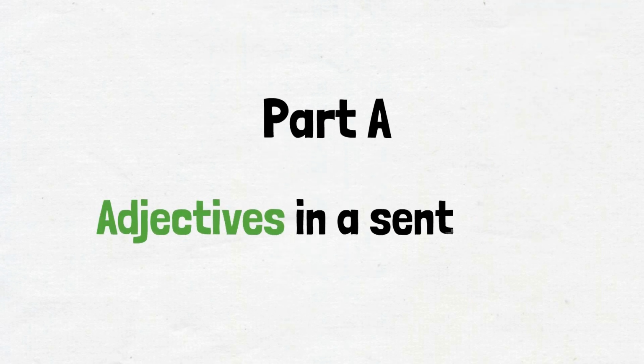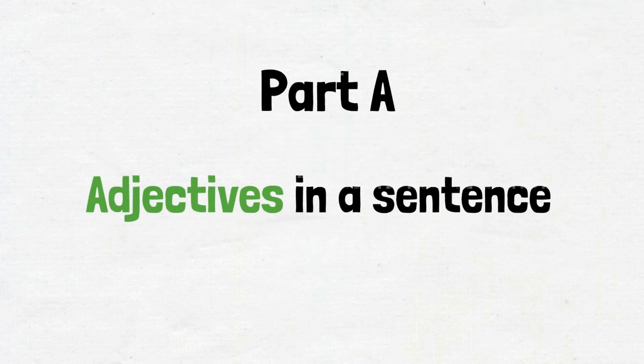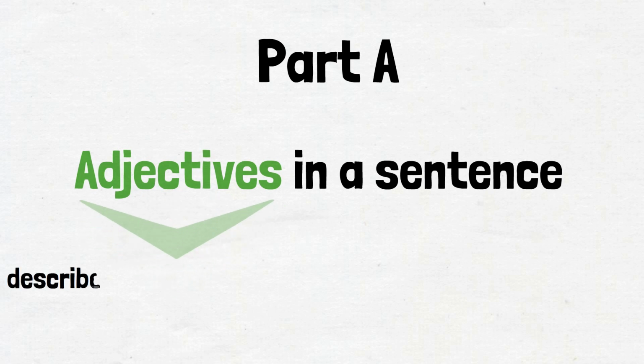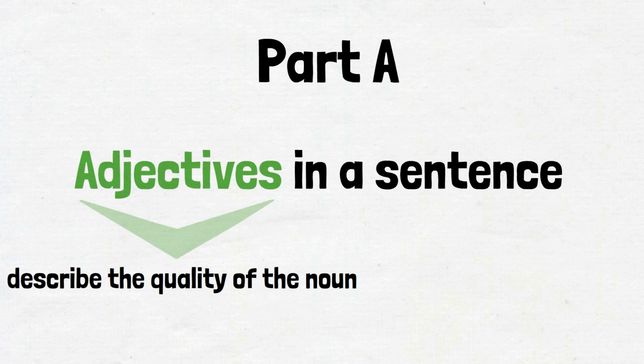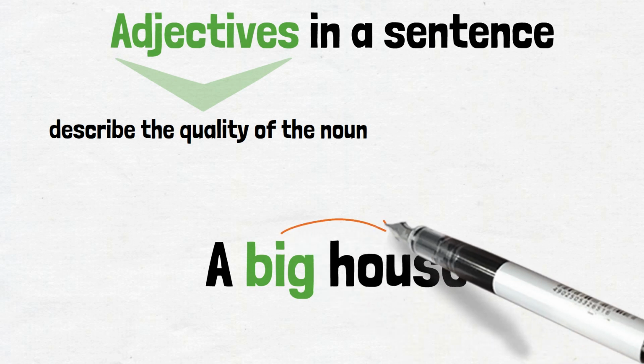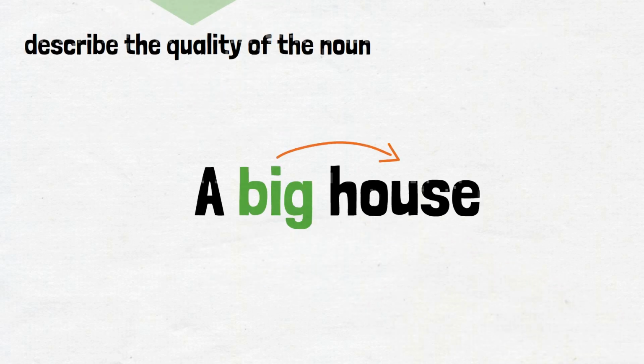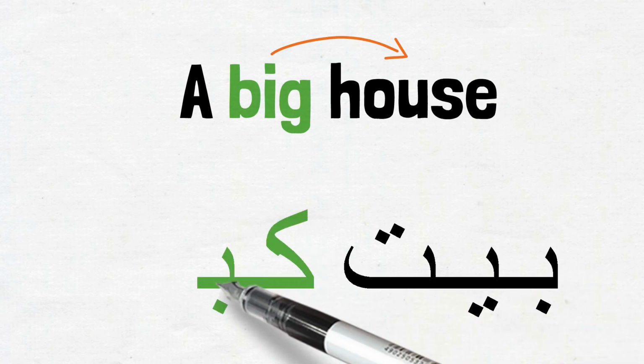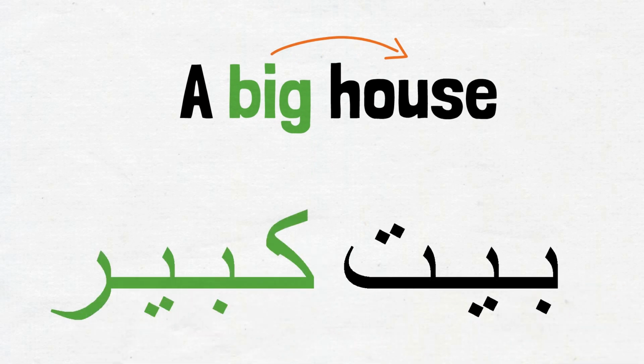In part A, we'll learn about words coming as adjectives in a sentence. Adjectives, as we know, are the words that describe the quality of the noun that it comes with. For example, let's take the phrase a big house. Here the word big is the adjective of the noun house. So in English we know that the adjective comes before the noun being qualified, as in this case, big is coming before house. Now let's see how we translate a big house to Arabic.